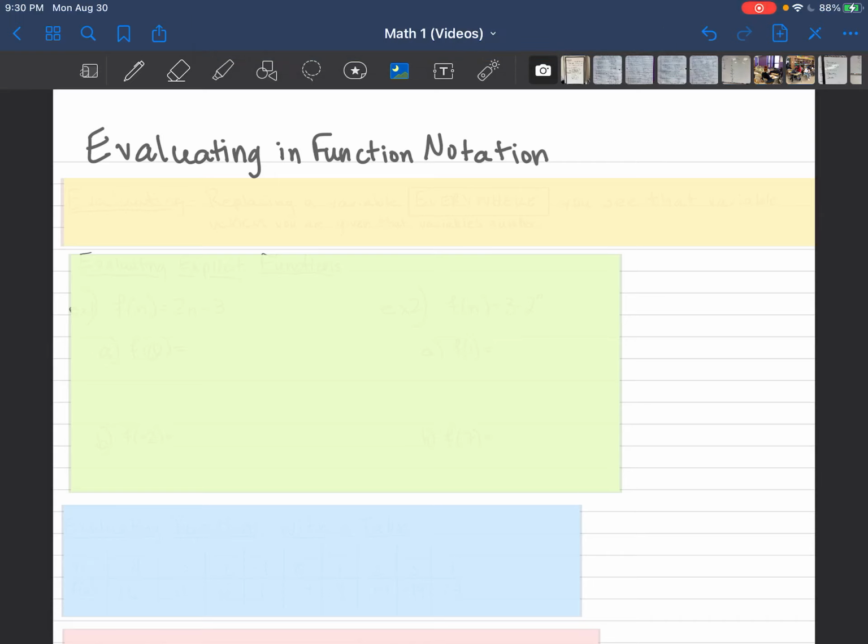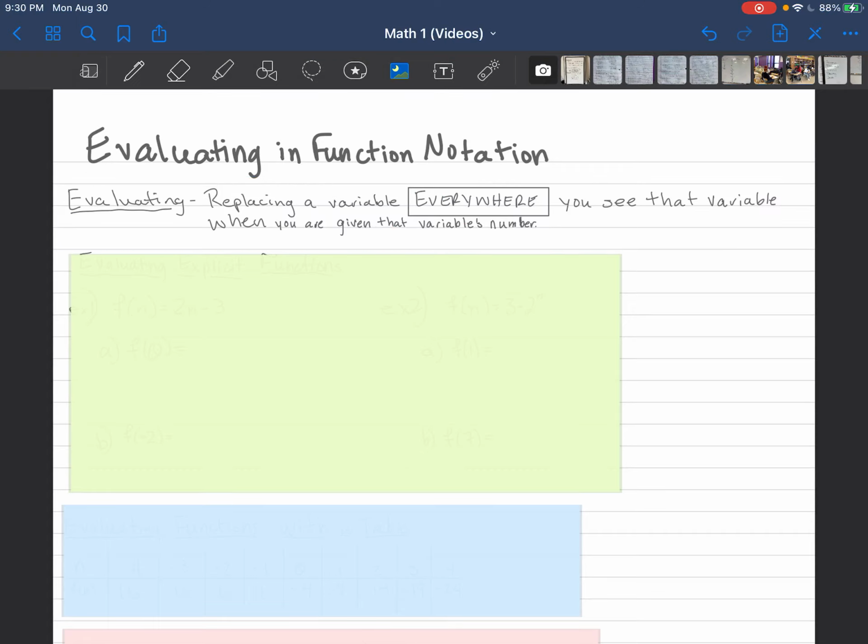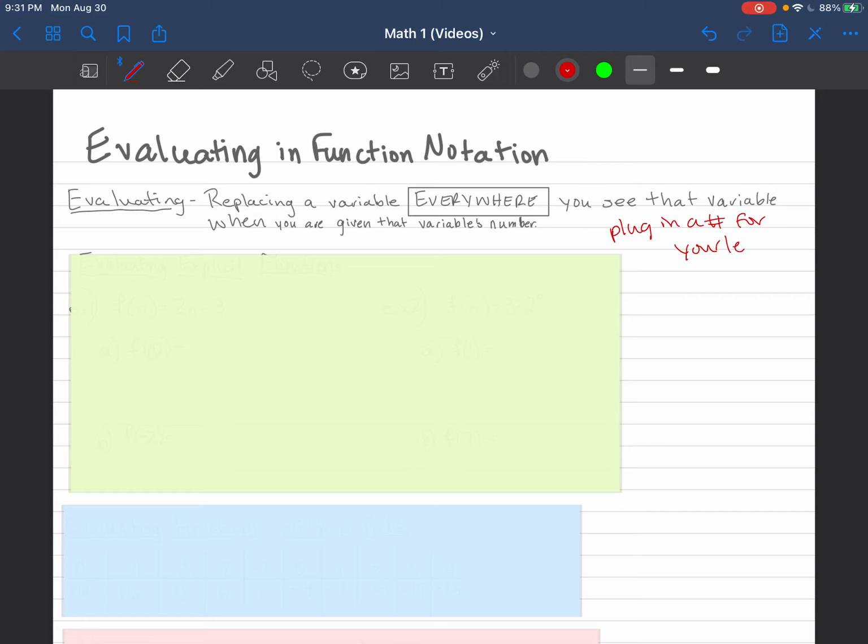Alright, so the next section in our notes is going to be called evaluating function notation. First things first, evaluating, make sure you're writing all of this in your notes, is replacing a variable everywhere you see that variable when you're given that variable's number. This is just a fancy way of saying plug in a number for your letter. And if you have that letter several times, then you will plug in that number several times.